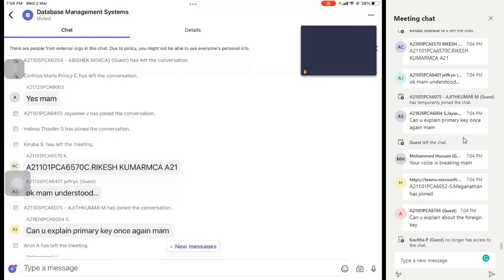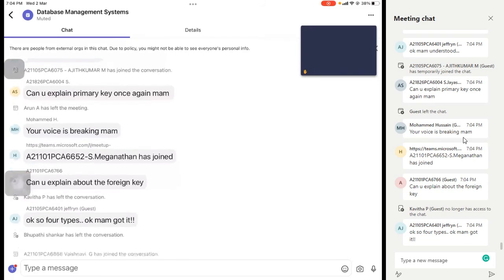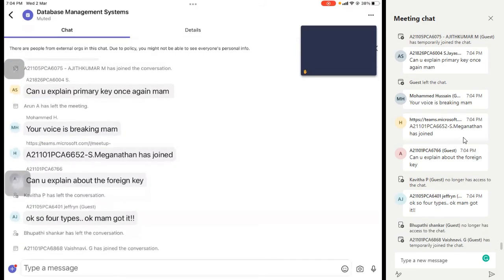Primary key is a unique key which is used to access the database. That is a primary key. See, for you, the enrollment number is a unique key. The same enrollment number will not be assigned to any other person. So that is the primary key.